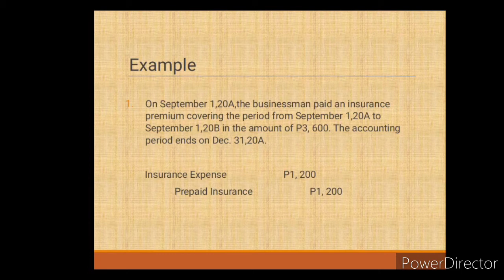So, dahil end of the period na, kailangan nating i-record ang kailangang i-record at i-adjust ang kailangang i-adjust. So, the entry is insurance expense 1,200, which is a debit, and a credit of prepaid insurance 1,200. Paano natin kinuha yung 1,200?